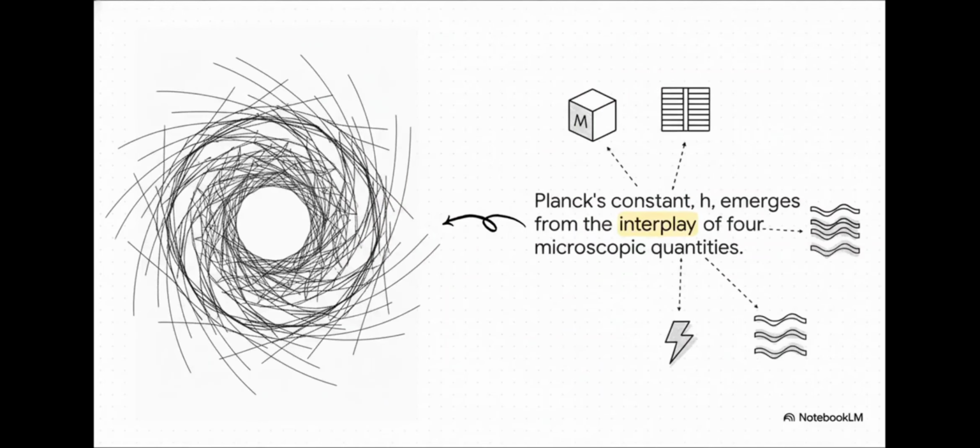Okay, next on the list, Planck's constant, the absolute cornerstone of quantum mechanics. And again, same story. It's not a given. It's an emergent property. It's derived from how the voxel's mass, the spacing of the lattice, the speed of light we just calculated, and the coherence of the whole structure all play together.